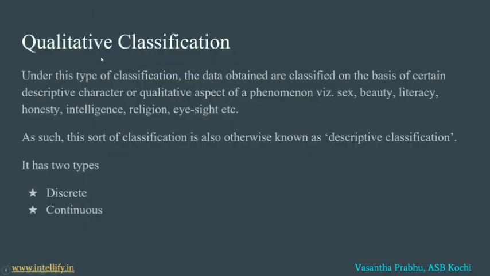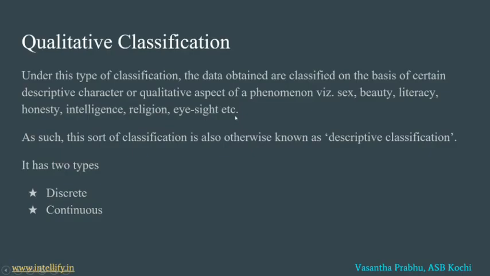Next type of classification is qualitative classification. Under this type of classification, the data obtained are classified on the basis of certain descriptive characters or qualitative aspects of a phenomenon. Example: sex, beauty, literacy, honesty, intelligence, religion, eyesight, etc.